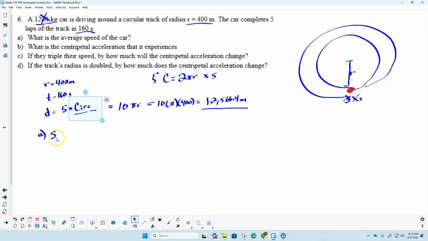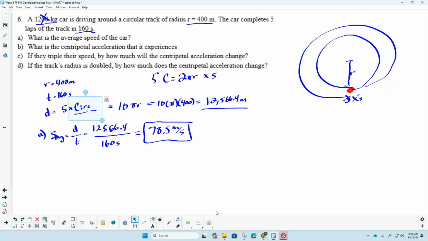So we're going to use that, and we need to find the average speed. Again, the average speed is just the distance over the time. So it's going that distance, 12,566.4, divided by the 160 seconds that it takes to go around those 5 times. If you do that, you'll get an average speed of something like 78.5 meters per second. I did look up some values on the internet, and these are about the right distances for circular tracks that some race cars go around. So this is still moving pretty fast.